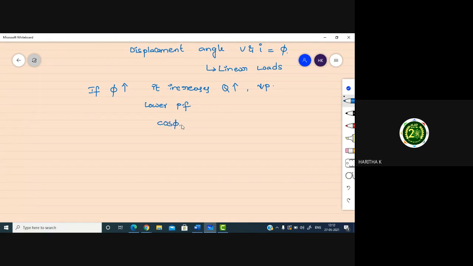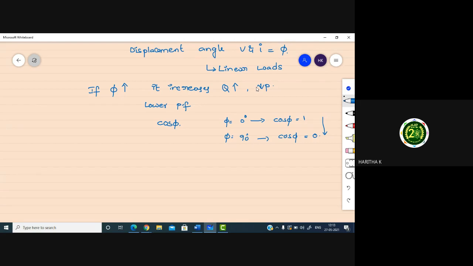Suppose you increase this angle. I'm taking 0 degrees and 90 degrees as my phi values, increasing from 0 to 90. At 0 degrees, cos phi, the power factor, is 1. But at 90 degrees, cos 90, the cos phi value is 0. Your power factor is reducing. If you increase the displacement angle, then your power factor is reduced. If the power factor is reduced, the reactive power will increase. Low power factor equipment draws more reactive power. That means losses will be more.